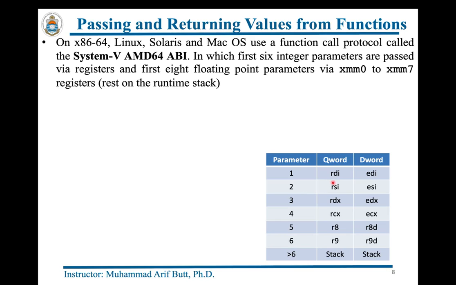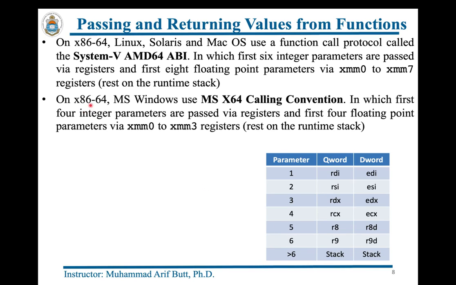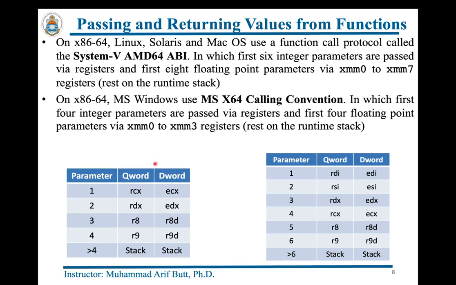And this is shown over here. The first 6 parameters via these registers, and if there are more than 6 parameters to a function, then they are pushed on the stack. Similarly, on x86-64, Microsoft Windows uses the MSx64 calling convention, in which first 4 integer parameters instead of 6 are passed via registers, and first four floating point parameters via XMM0 to XMM3 registers, and the rest on the runtime stack. And this is shown over here as well. In Microsoft Windows, only the four parameters are passed via these registers, and if a function has more than four parameters, they are pushed on the stack.